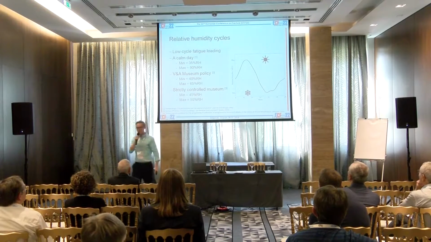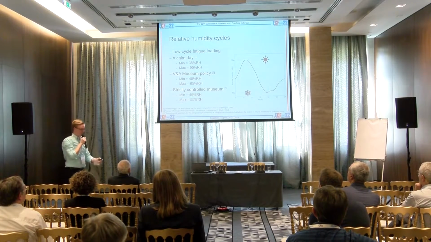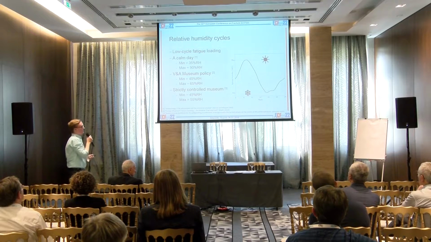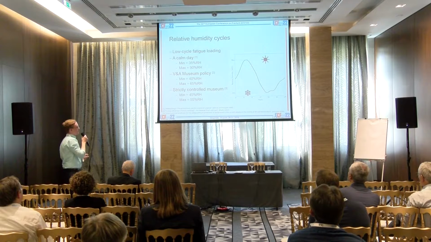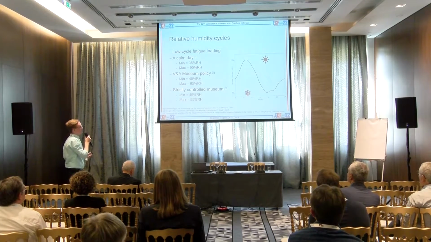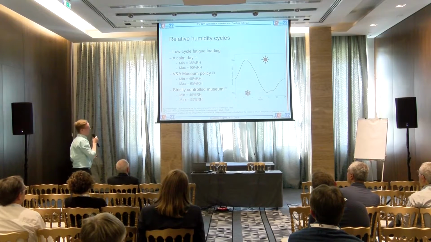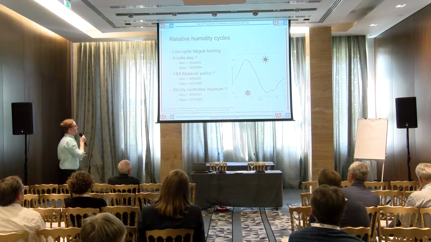Okay, so now we have our two models. We have to identify what relative humidity cycles we want to input as a boundary condition. We know that on a calm day, relative humidity is inversely proportional to temperature. Therefore, in the morning at 6 o'clock, when the temperature is lowest, relative humidity is at a maximum. Then in the afternoon at 3, temperature is a maximum and relative humidity is a minimum. So we have this cycle that we can input into the finite element method.